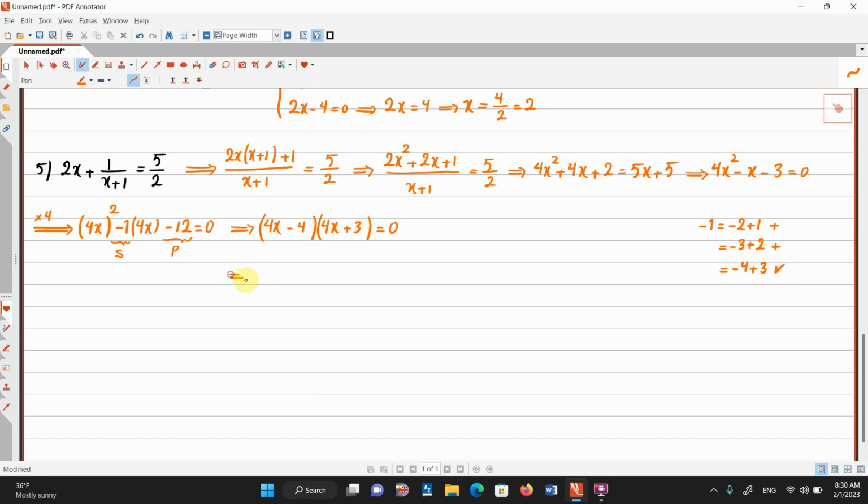Then using the zero product property, we can have 4x minus 4 equals 0 or 4x plus 3 equals 0. Solving the first linear equation will result in 4x equals 4. Therefore, x will be 4 over 4 or 1. And solving the second one will result in 4x equals negative 3. And dividing both sides by 4 will result in x equals negative 3 over 4. And these are the solutions.